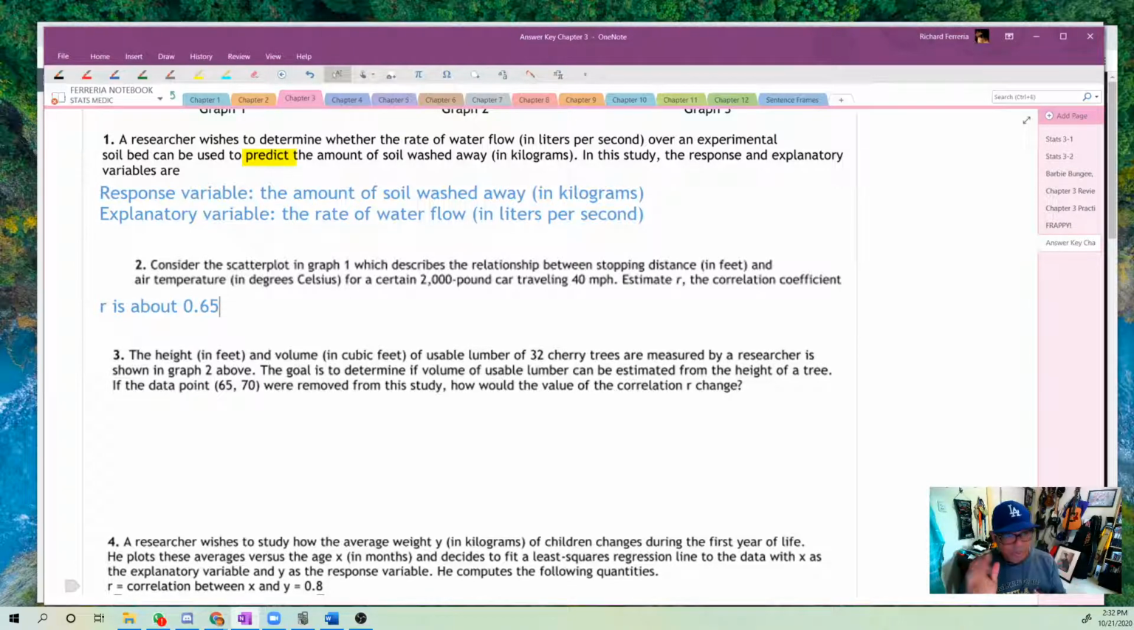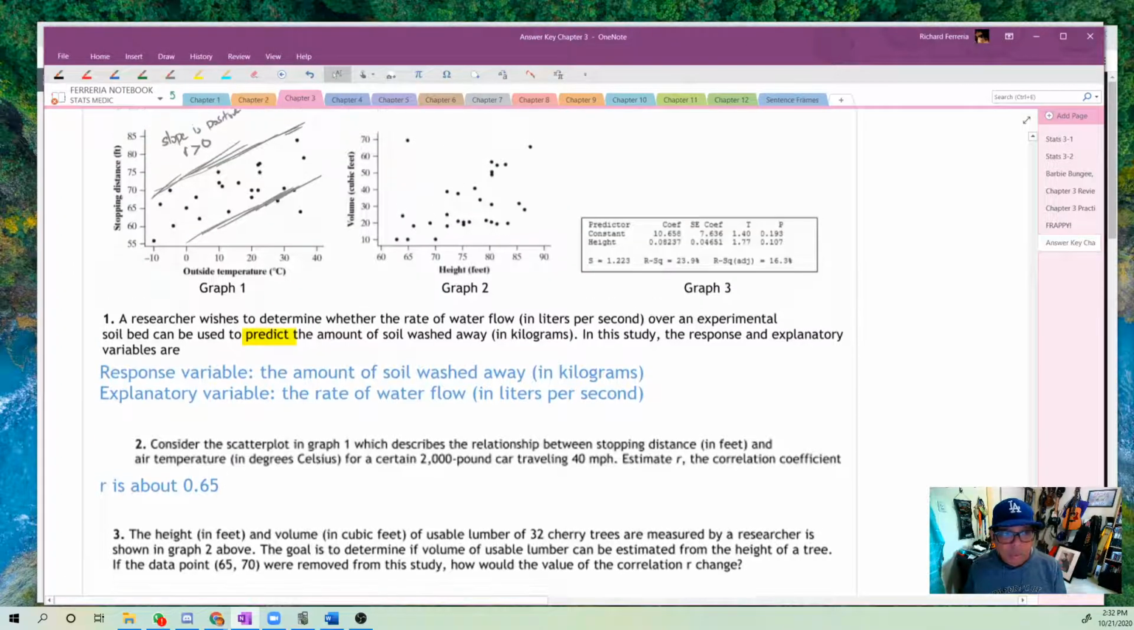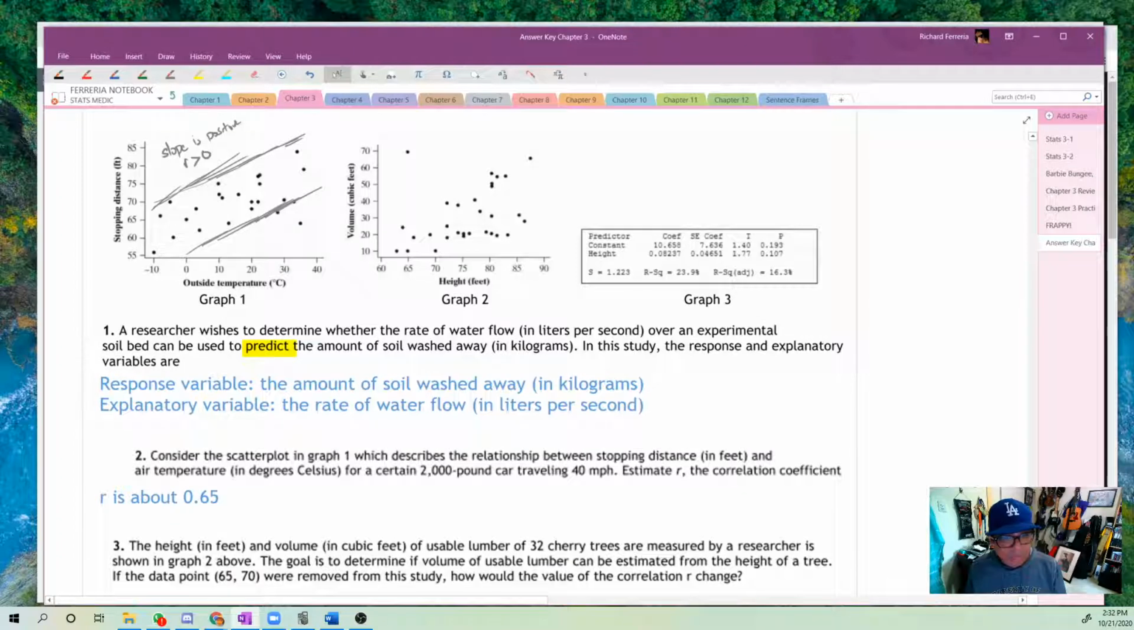And of course, if we remove the point and we get something which is less linear looking, or less of a definite trend, then r is going to decrease. So let's try and find this 65, 70. Where is 65, 70? Okay, I think I see it. Here's 65 right here. Here's 70 here. Those two meet right about there, and look at that point. That is way far away from the rest of the scatter.